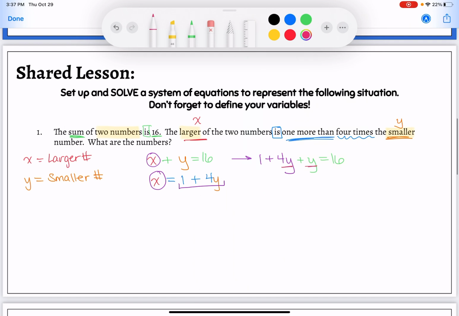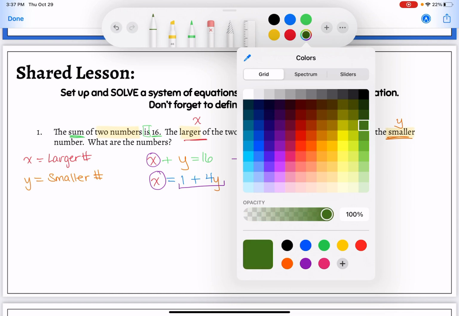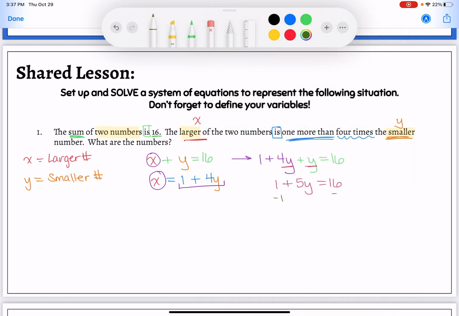All right, so now I'm going to combine my like terms. I have 1 plus 5y equals 16. I'm going to subtract 1 from both sides. I get 5y equals 15. I'm going to divide both sides by 5, and I get y equals 3. So the smaller number is 3.